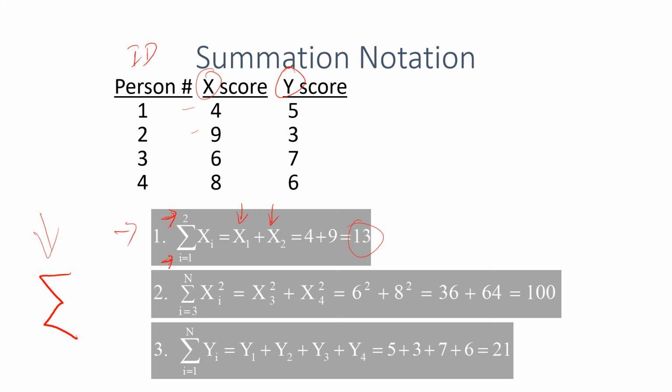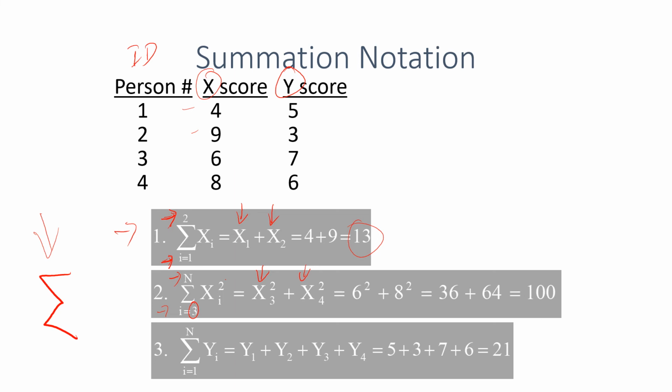The same thing is true with the next one, but instead of starting with 1, we're starting with 3. So we're going to start with the third observation. That's why you see this being the third observation here. And then if it has an n at the top, that means go to the end. It doesn't mean you go that many, it just means go to the end. So there's 4 observations, so you go to the end, and we've got observation 3 and observation 4. In this case, it's x squared. So you're going to square each of the x's before you add them.